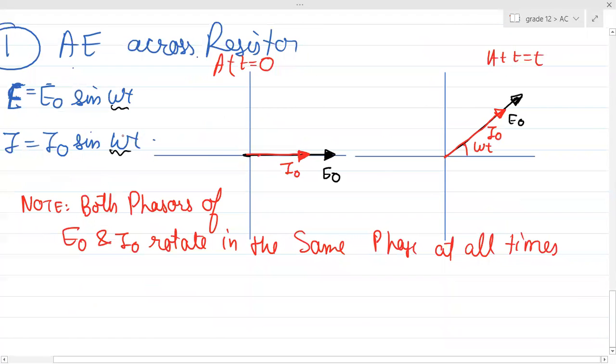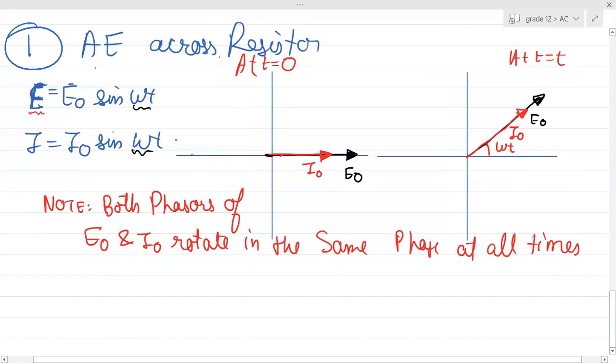Please remember, whenever I'm talking about EMF over here, that is not exactly the EMF of the source. This is the potential difference across the resistor, right? I made you write it like that only, if you remember clearly, right? Yes or no?